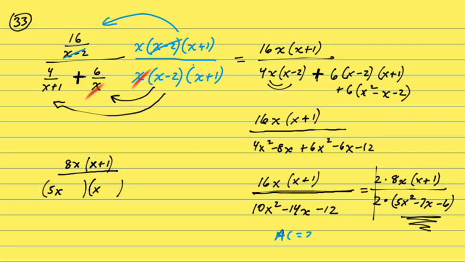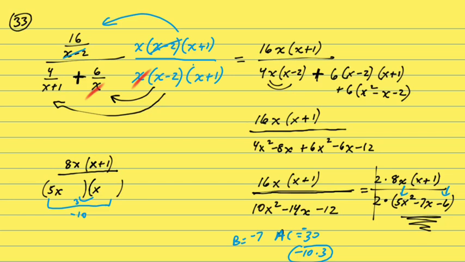A times c is 30. That's 5 times the negative 6, so it's negative 30. And what is b? Negative 7. So what about negative 10 times 3? Do they multiply to negative 30? Yes. Do they add to negative 10? Yes. So 5, you put the negative 10, and inside you put the 3.